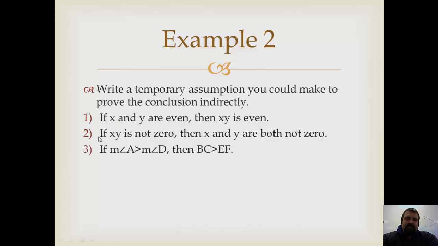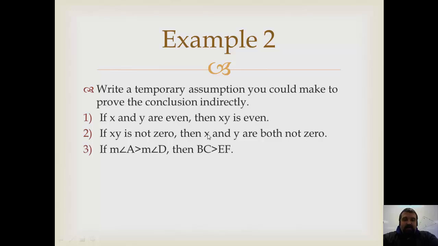So, number 2 here. If x times y is not 0, then x and y are both not 0. This might be hard to prove, because I'd have to prove that any two numbers I use here, multiply, it's not 0. However, it might be easier for me to do a temporary assumption here. What if I assumed that instead of both are not 0, I said x or y is 0? All it has to do is be one or the other. It could be both, but x or y could be 0.